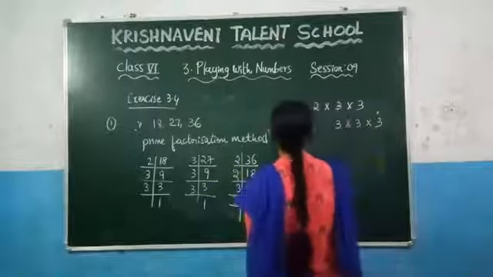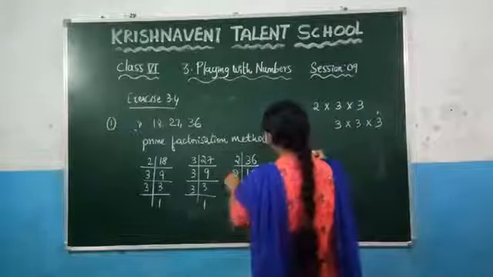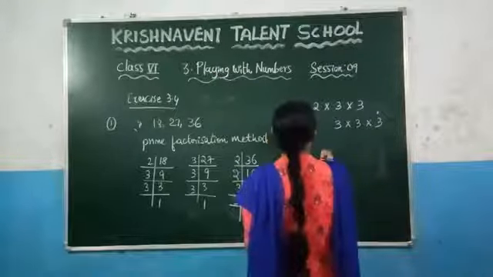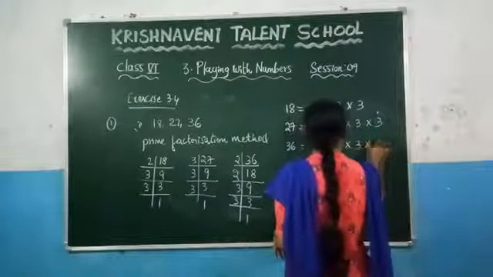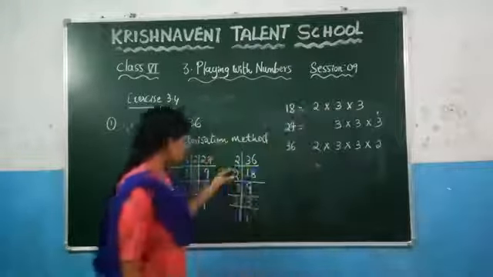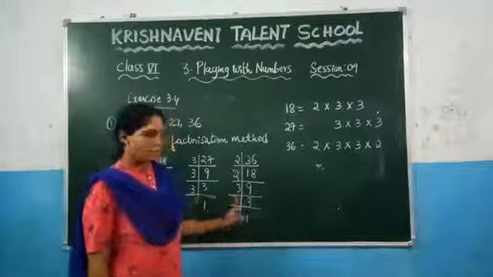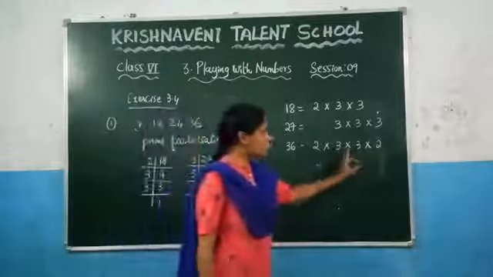And after that, 36. How can you write it? 2 into 2 into 3 into 3. Right? We have written 2 two times, and we have written 3 two times here: 2 into 2, 3 into 3.